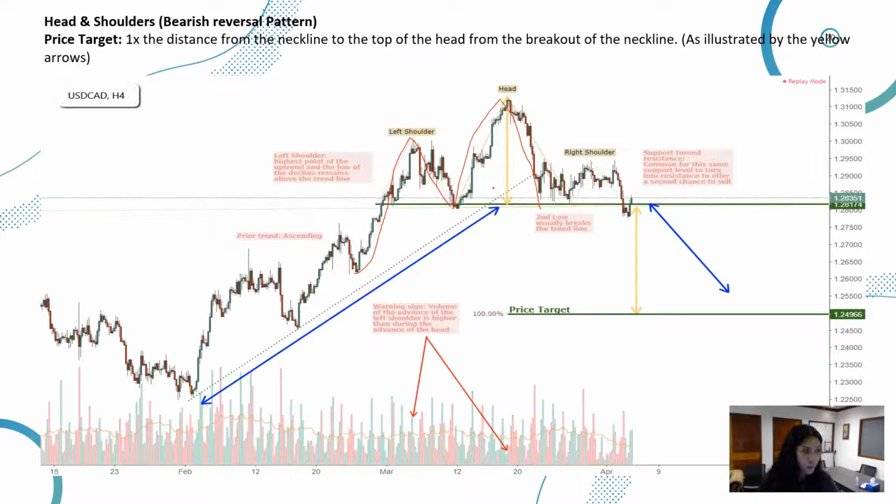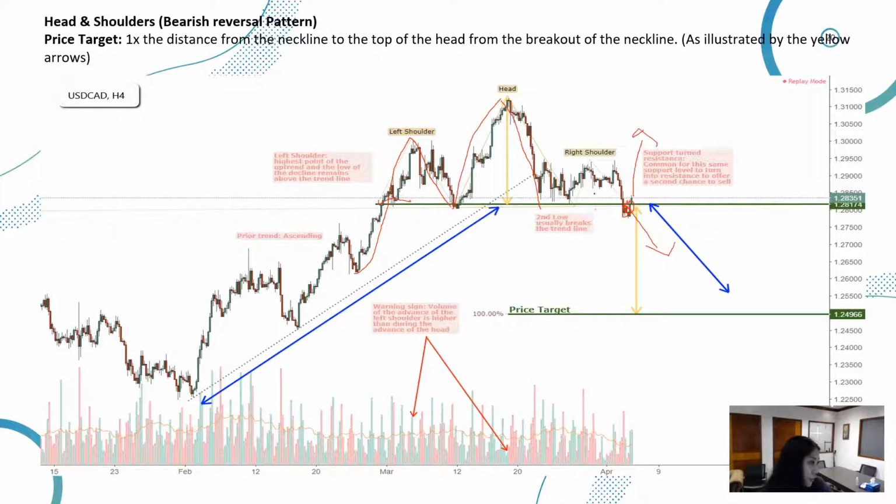As you can realize, for the left shoulder, head, and right shoulder to form, they must have the same support level, which is this area here. For support turned resistance, it's common for this same support level to turn into resistance to offer a second chance to sell. So from here, once it breaks through, this area is going to be bearish. But if it doesn't break through here, it's going to be bullish.